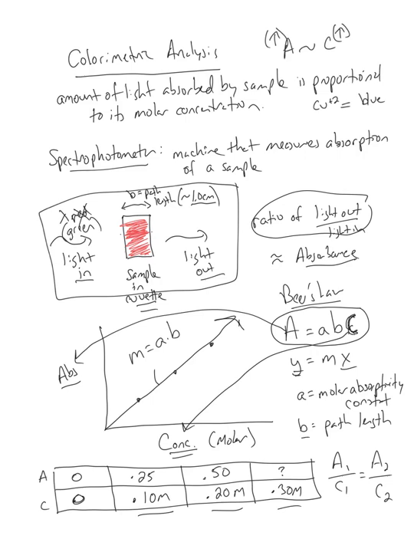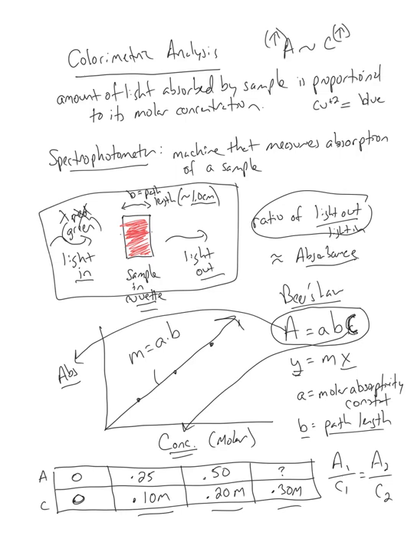B, as I've already said, is the path length. This will be given to you in the problem. They will tell you the path length of the sample was 1 centimeter or 1.1 centimeters. That'll be given to you. A is called the molar absorptivity constant. It's a constant. It's based on what the substance is that's colored. Copper plus 2 has a specific molar absorptivity constant. Cobalt has a different one. Nickel. So all of these things have a specific A value associated with them.